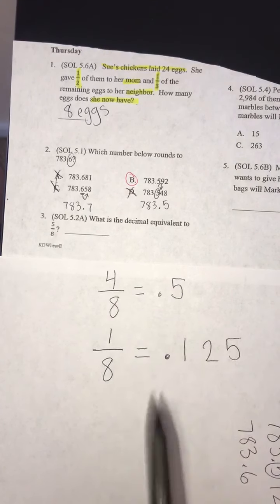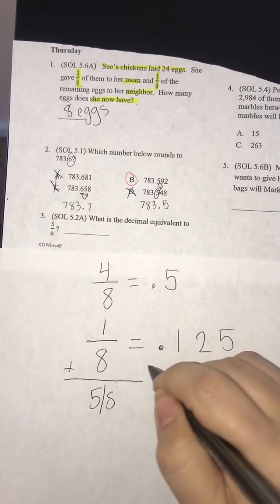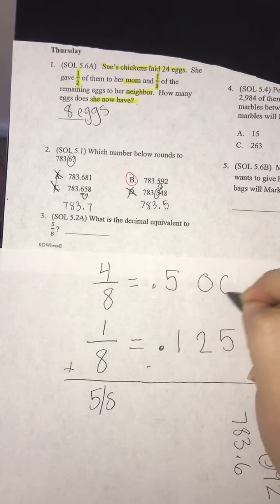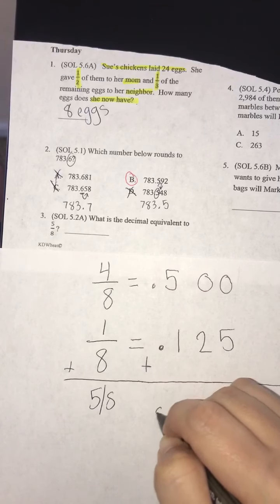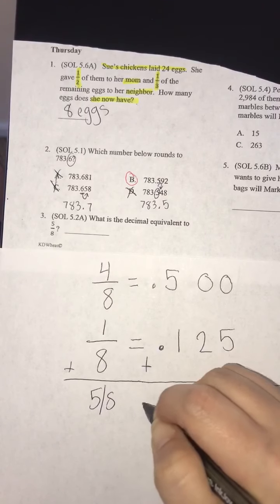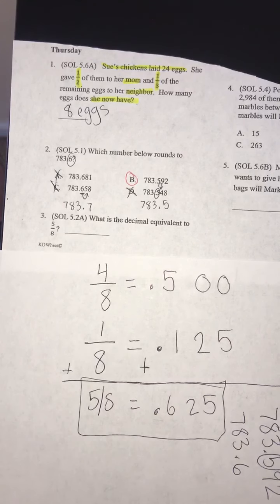So I know that 4/8 plus 1/8 is 5/8. So I'm going to just add 5/10 and 125 thousandths. And I'm going to put some zeros here just to fill in when I'm adding. So 0 plus 5 is 5, 0 plus 2 is 2, and 5 plus 1 is 6. I bet if you type in your calculator 5 divided by 8, because that's how you can find it quickly, you get 625 thousandths.